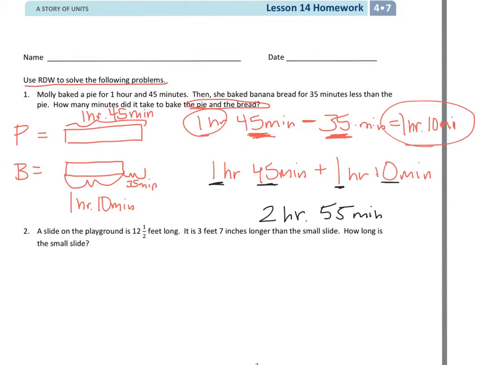And I know if I hit 60 minutes or higher, I have to carry over a 1 hour because there's 60 minutes in 1 hour. But since I'm not, there's my time. 2 hours and 55 minutes. So I'm going to use an answer statement now. And there it is right there on the screen. It took 2 hours and 55 minutes to bake the pie and bread.